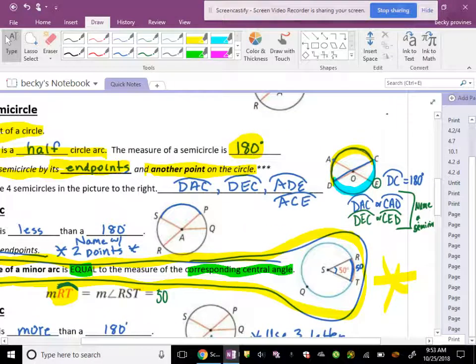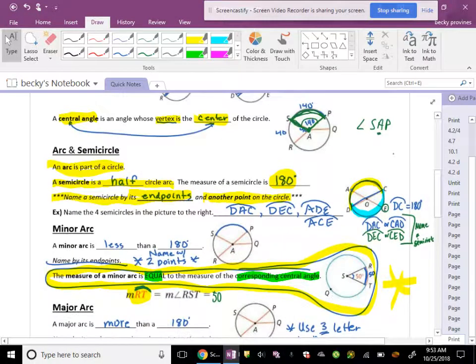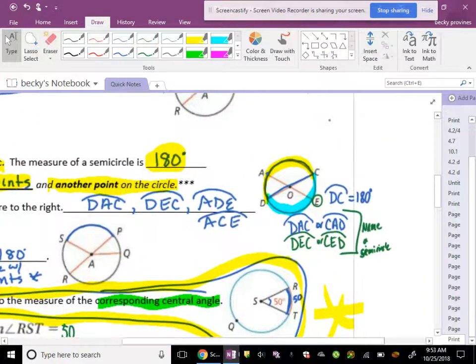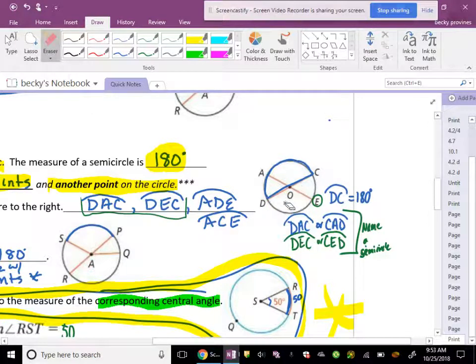So the directions actually say name 4 semicircles within the picture. Well, we just named the first 2, which are right here. So how do I come up with the next 2? Well, I'm going to erase this picture, which I can't erase all of it. Some of it is permanently on the picture. Let's look from D to E. A to E. Okay, so let's go up and around.